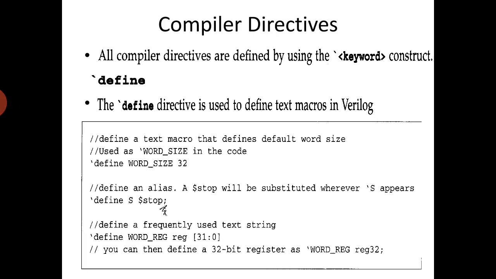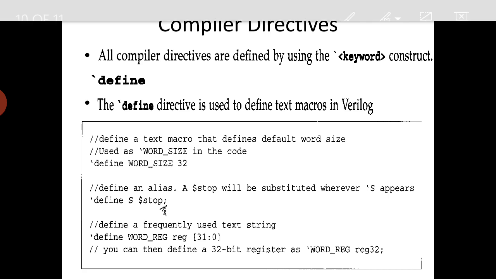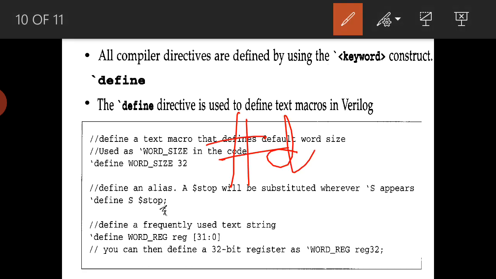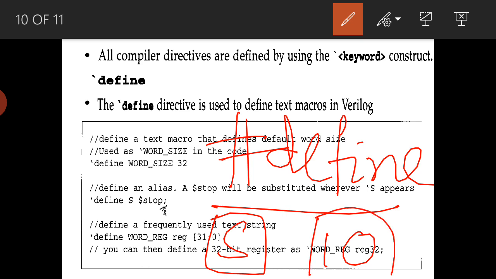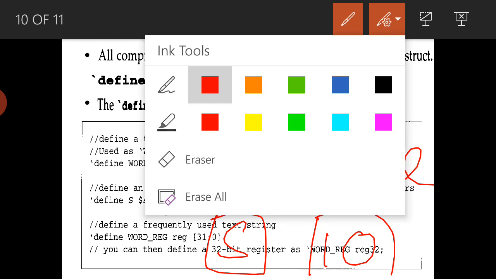After seeing the system tasks, we have some of the compiler directives. Compiler directives are similar to those in C. All of you know the C language. In C language we know hash define. Hash define s 10 means I am defining s, and wherever I use s, it will be replaced with 10. So basically we are defining constants or macros.